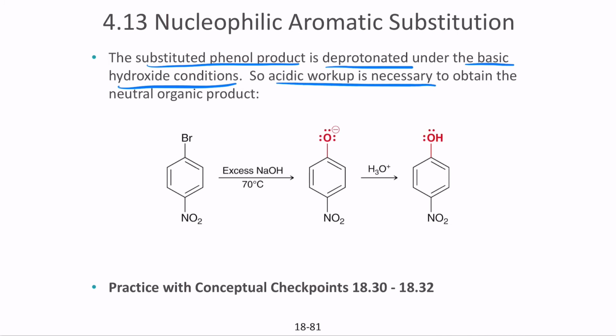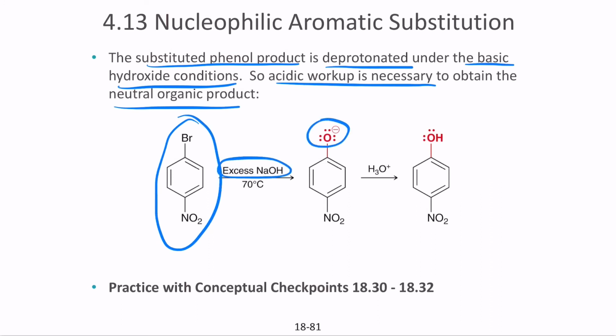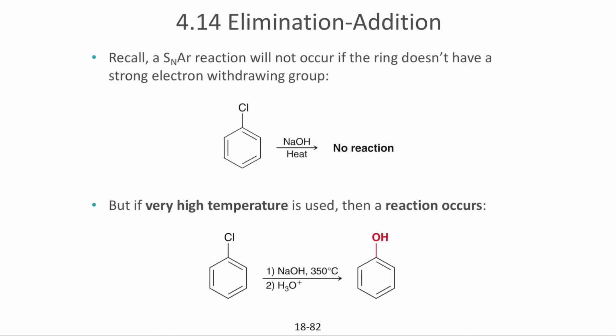So the acidic workup is necessary to create a neutral organic product. When you start the reaction and use excess NaOH, it creates an oxide group, and adding it to an acidic medium creates an alcohol group, an OH group, on the benzene structure.